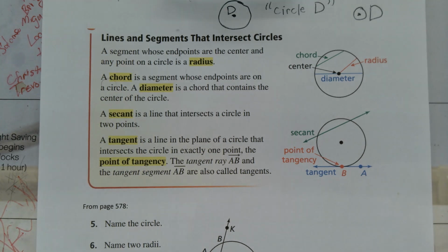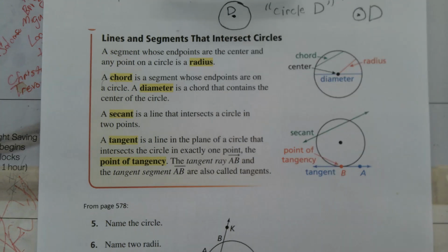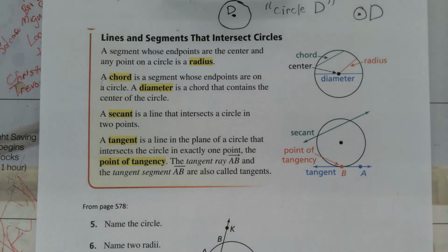And a secant is a line that intersects a circle in 2 points. And I'm now here at this bottom circle, and here's the secant intersecting the circle in 2 points. Whereas a tangent is a line in the plane of a circle that intersects the circle in exactly 1 point. Right there, point B. And that's called the point of tangency. Now the tangent ray AB or the tangent segment, segment AB, they're also called tangents. So a tangent can be a line, a segment, a ray.